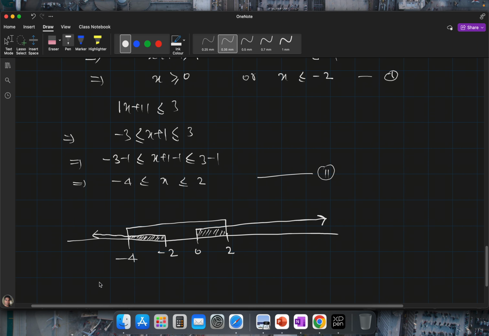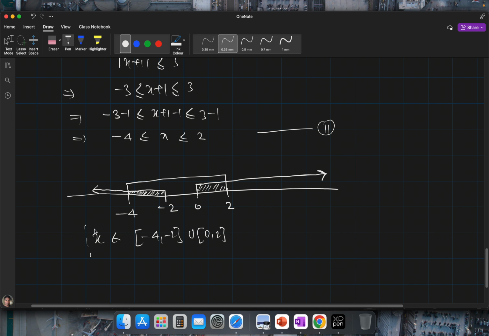Okay, so overall the solution will be what? Minus 4 to minus 2 union 0 to 2. So this is the final solution set. It's fine. Tell me.